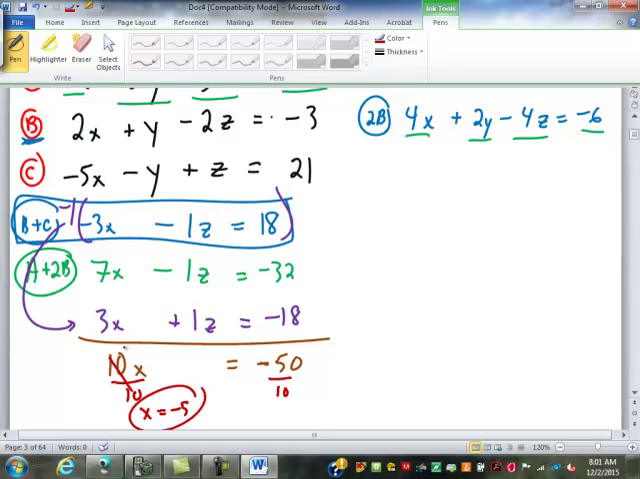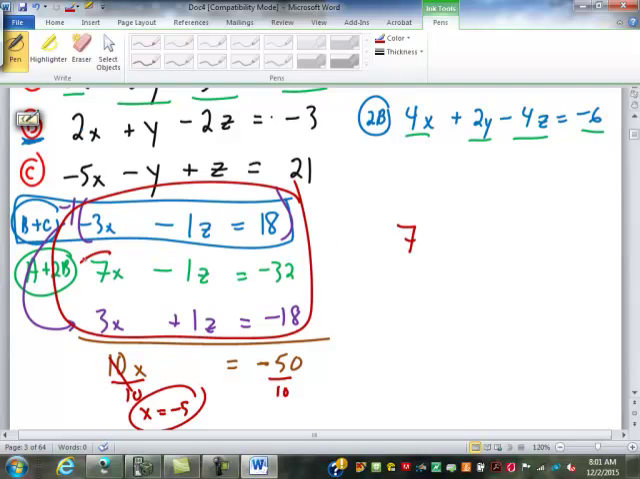So now that we know that x is negative 5, what's the next variable we have to find? Actually, we have to find z next. You could go through a whole lot of work to get y, but we're set up to find z next because our system of 2 variables is x and z. So we go back to find z here.